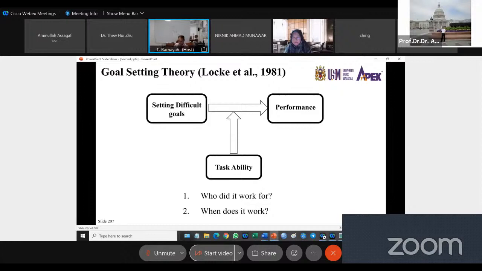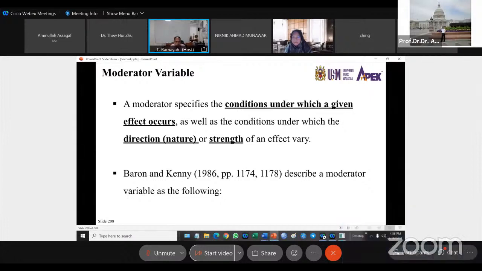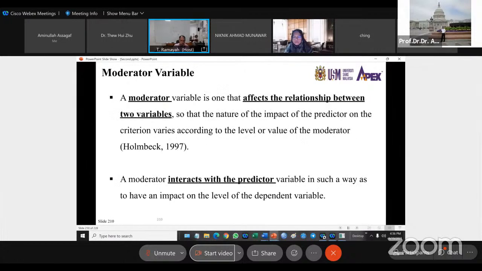This also can be done in research. So this paper by Baron and Kenny still is a paper we will refer to, and they specifically mention this. A moderator specifies the condition under which a given effect occurs, as well as the condition under which the direction or strength of an effect vary. What is the difference? It is like this.